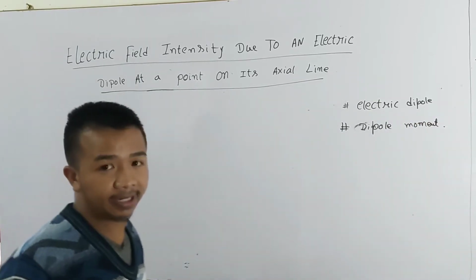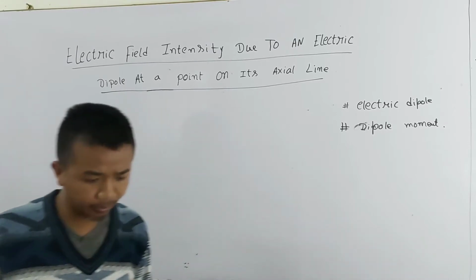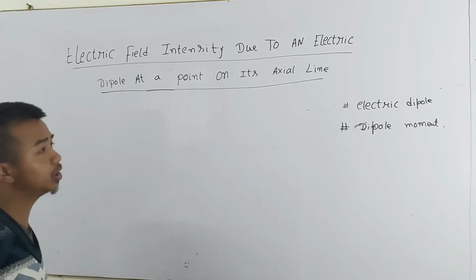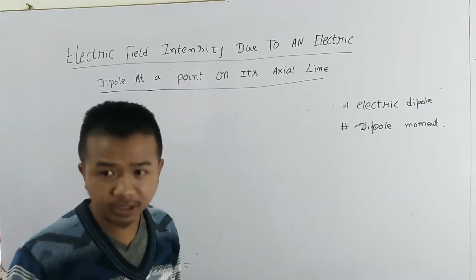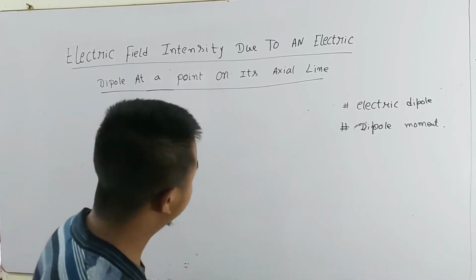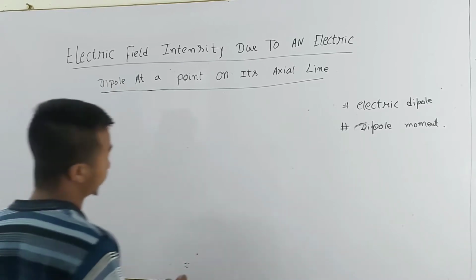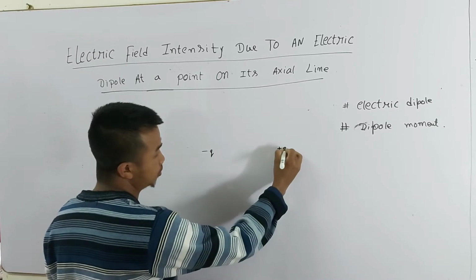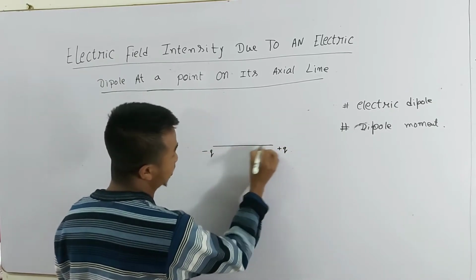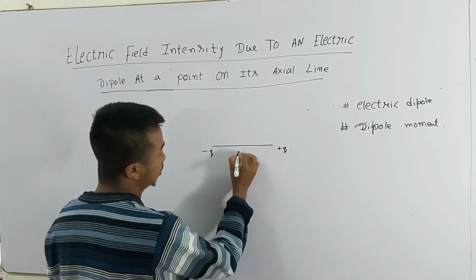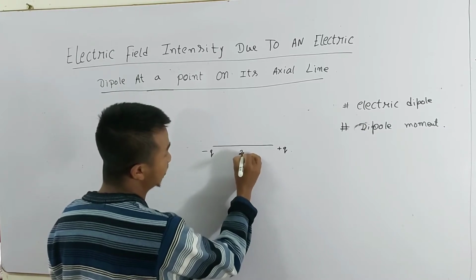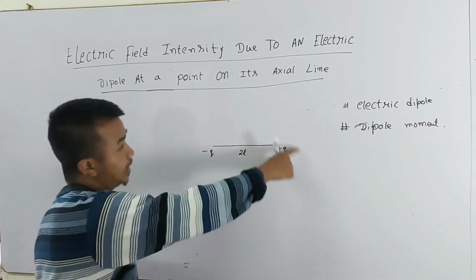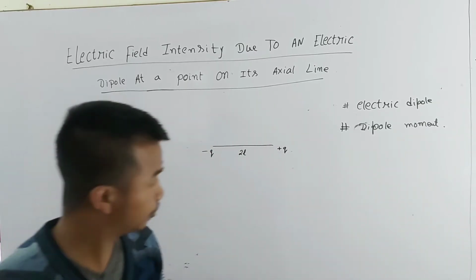So what do we mean by electric dipole? A pair of equal and opposite charges separated by a small distance is called an electric dipole. If you have a minus q here and then plus q separated by a small distance, say 2L, or we can write R. So this is an electric dipole.